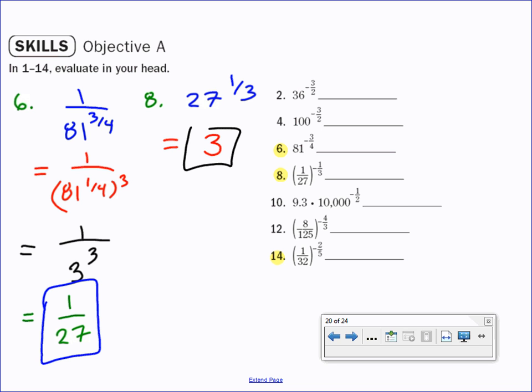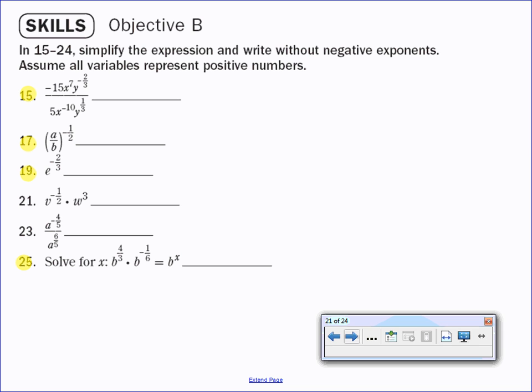Great job. Okay, we'll go ahead and skip 14 again in the interest of time, and we'll do some with variables, and then we'll have our closure. So we've got one more practice slide. We're going to go ahead and do some with variables to make sure we're comfortable handling variable expressions, and then we'll have our closure slide.